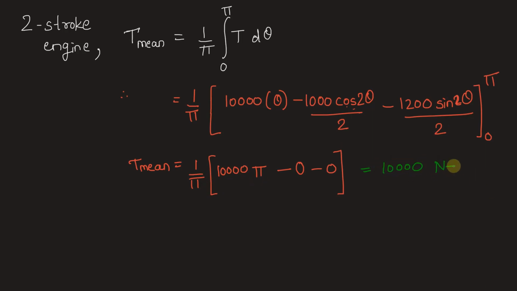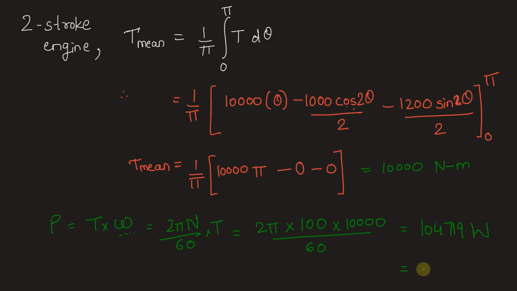Unit of torque in the question itself is given as Newton meter. Next thing, relation between power and torque. Because we need to find out the power, we have power is equal to torque into angular velocity of shaft. Angular velocity can be written in terms of RPM as 2πN by 60, into T. Let's put the values and we have 2π into N, which is given to be 100, into T, which is found out to be 10,000 Newton meter, divided by 60. So we get the power here as 104,719 watt.